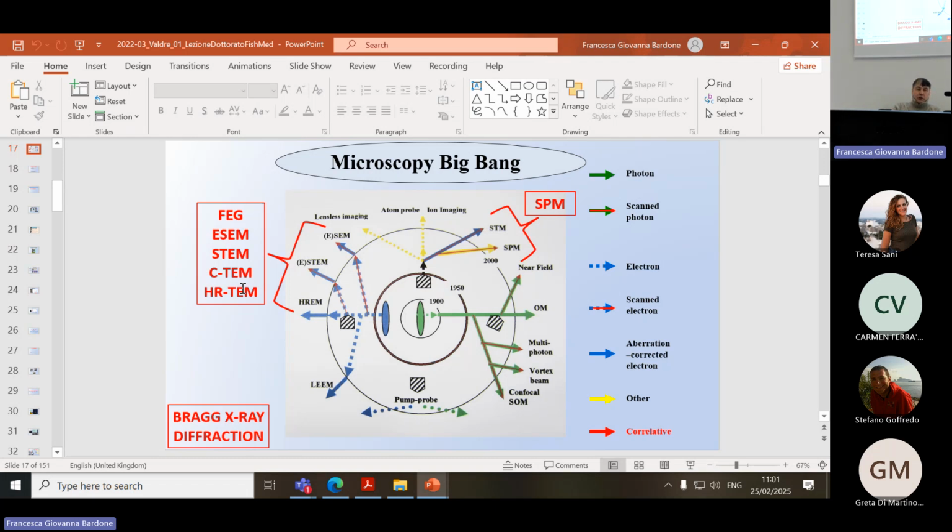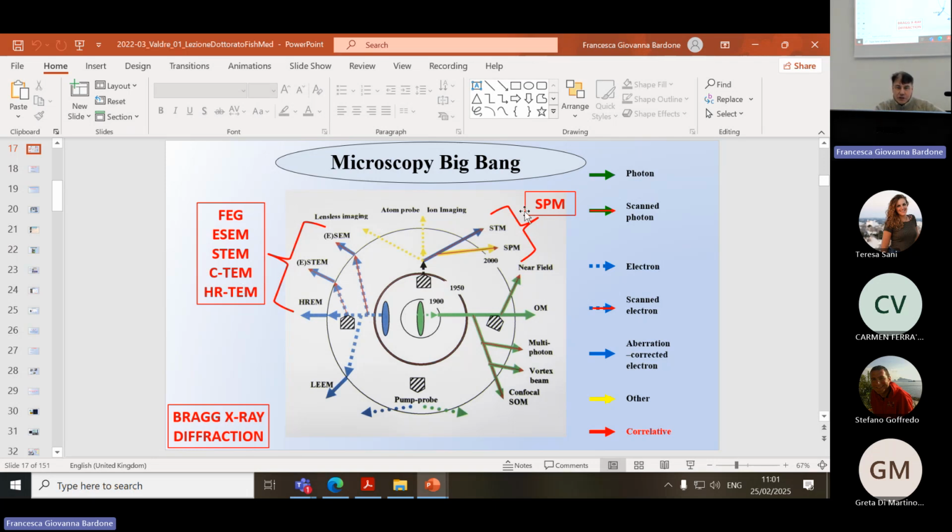If you want to observe the surface or the chemistry of a bulk material, you can use a scanning electron microscope, or an environmental one if you want to keep the status of your material as close as it should be as much as possible. But this slide shows you other microscopies that have been developed in these years and can create some confusion if I'm not clear at the beginning.